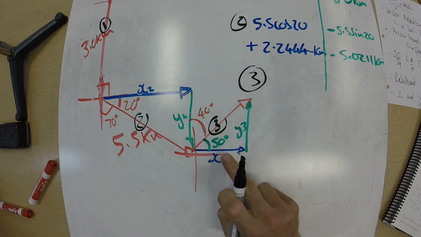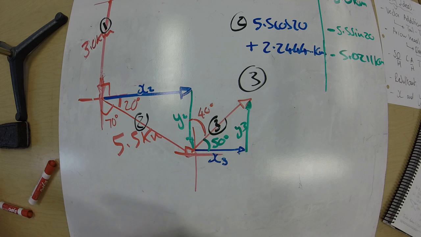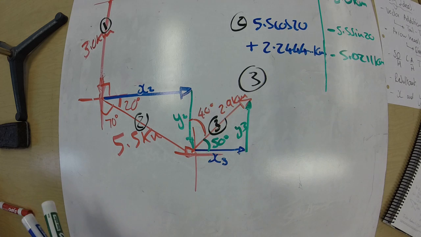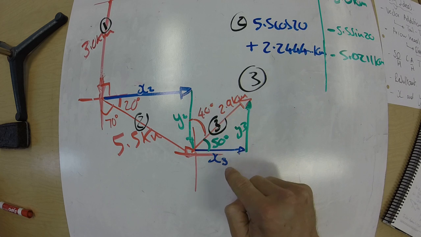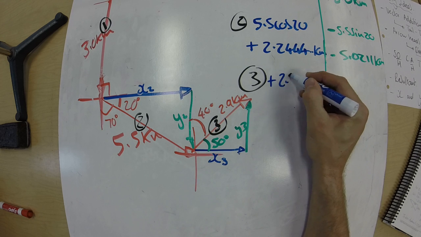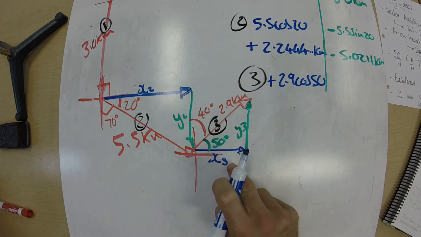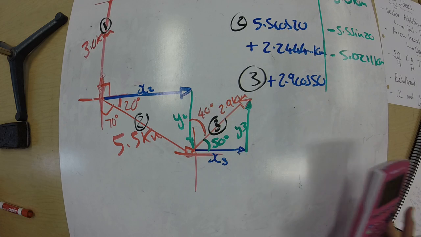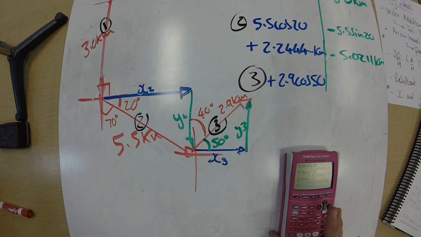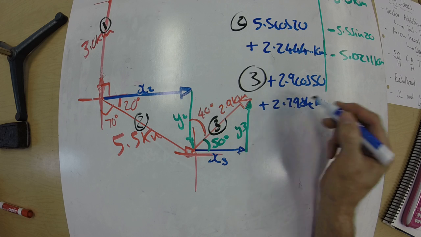My third vector in the X is adjacent, and the actual size of this arrow, which I forgot to put on, is 2.9 kilometers. So I'm using my hypotenuse and my adjacent, so it's cosine, and it's a positive, so positive 2.9 cosine 50. So that's my angle, it's my adjacent, my hypotenuse. So let's get the number for that. 2.9 cosine 50, 2.7984 kilometers, and it's a positive.